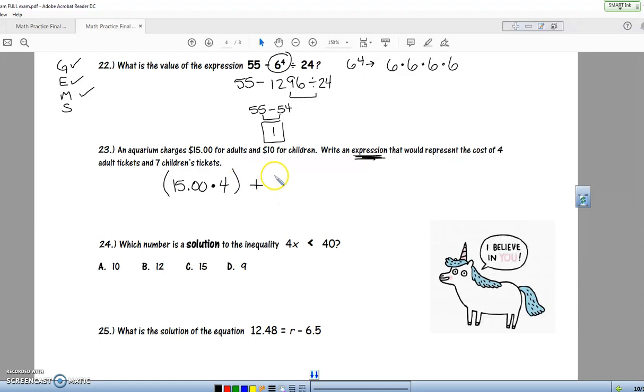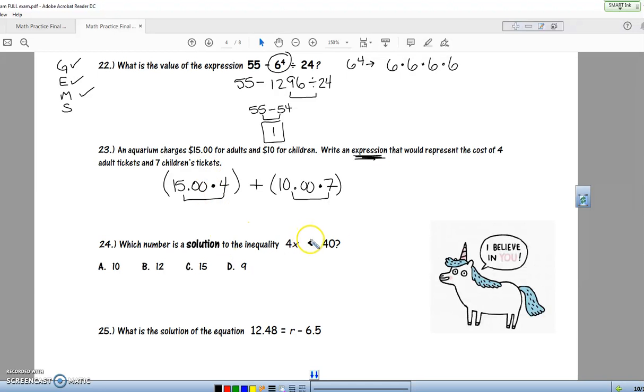Plus, you're going to need to add the children's tickets in, which is $10 times $7 each. As long as something looks like this, where you're multiplying the adults times the 4, you're multiplying the kids times the 10, and adding it together, you are good to go.